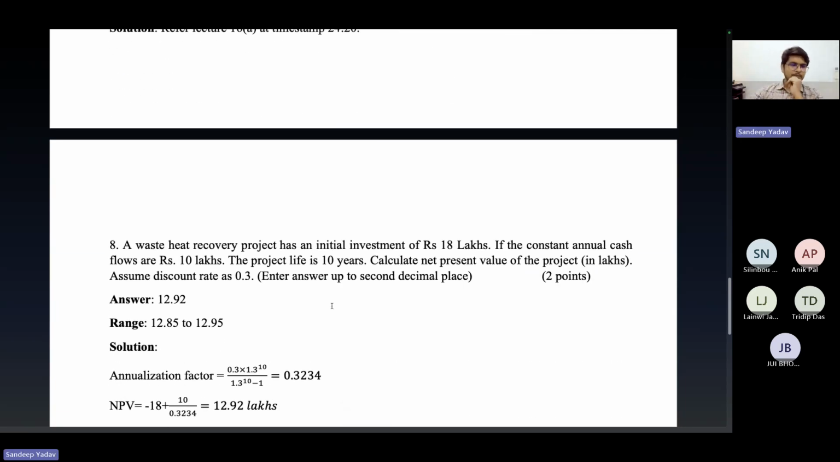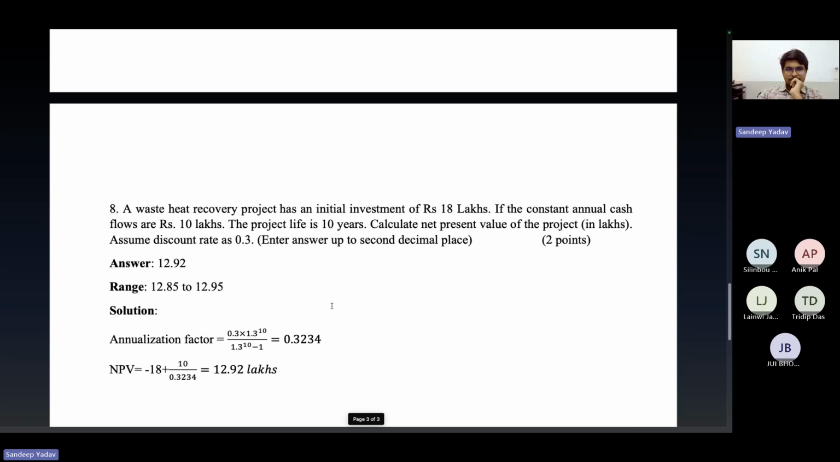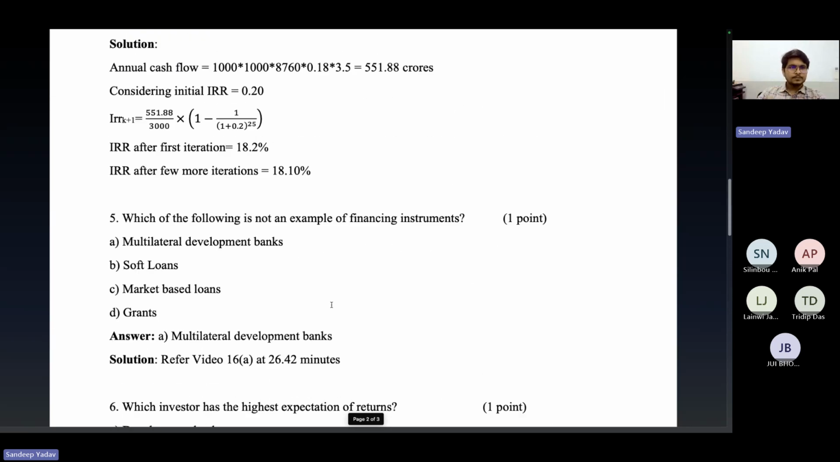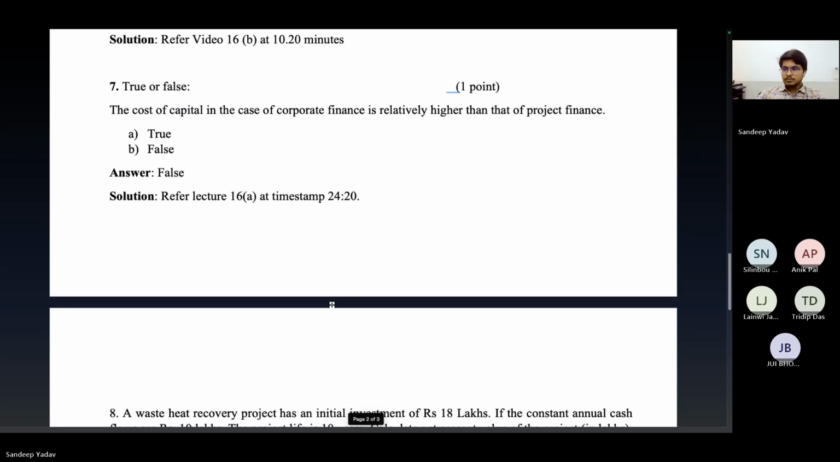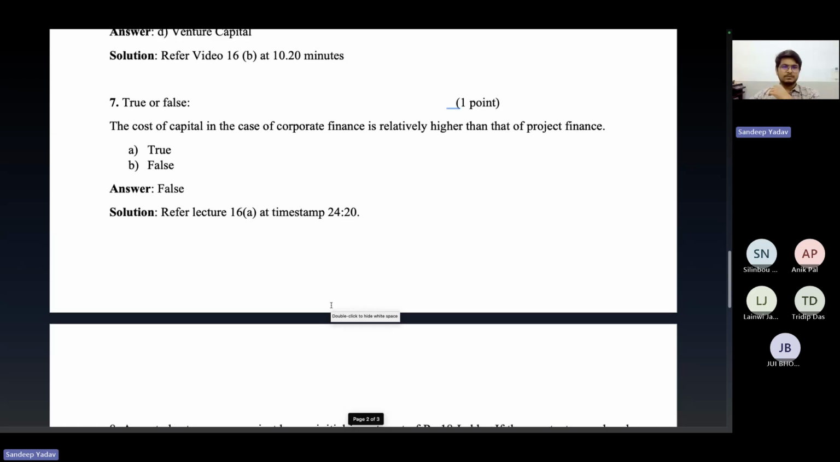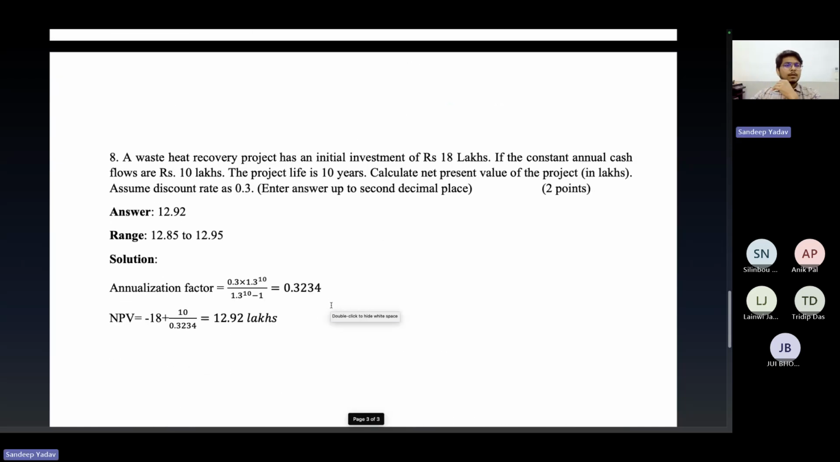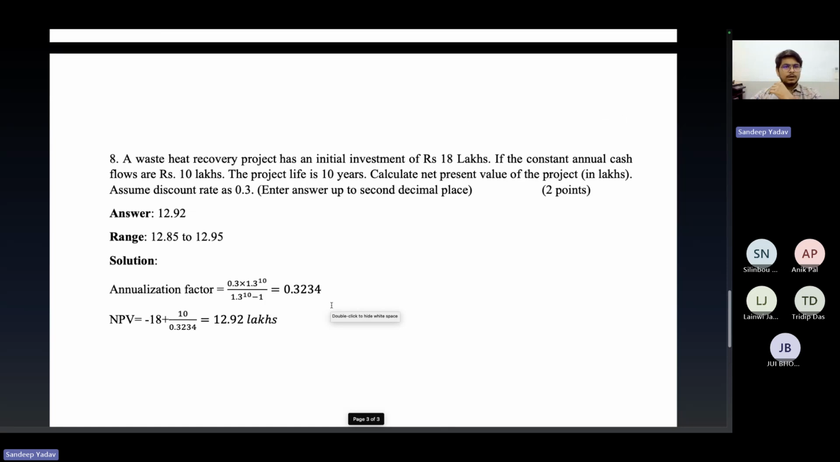Now, question number 8. I hope the initial first 7 questions are clear. If not, you can comment in the comment section, or you can unmute yourself and ask. Now moving to the final question, question number 8.